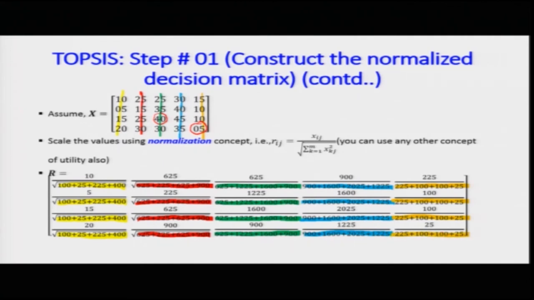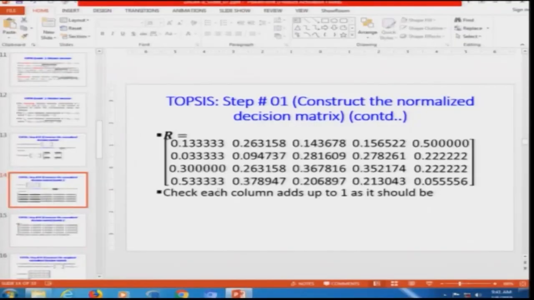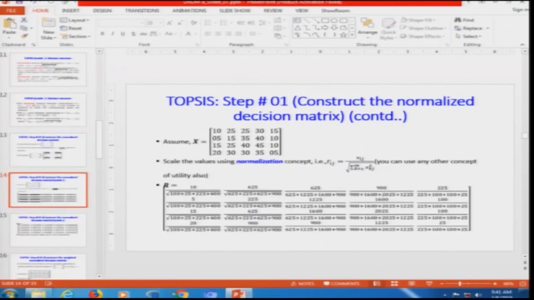Once you have this, these are the normalized values considering the square root. If you change the method, it will give you different values. Let me show you the differences so it will be easy. I will use an Excel sheet with this table and these values.